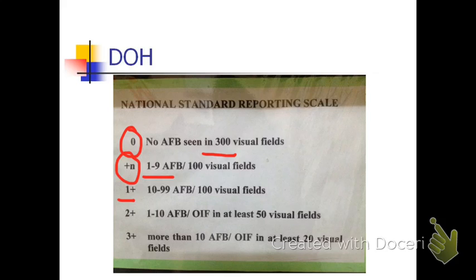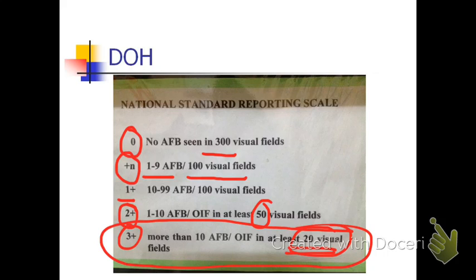as compared to here, where you are able to see 1 to 9 only for every 100 fields. Okay? Plus 2, 1 to 10 AFB in just 50 visual fields. And plus 3, if you're able to see more than 10 AFB per OIF, per oil immersion field, in at least 20 visual fields. So, it is not tiring when the specimen is plus 3, because after only 20 fields you are already able to see more than 10 AFB per oil immersion field. Which means that among these different interpretation schemes, this patient is heavily infected with Mycobacterium tuberculosis.